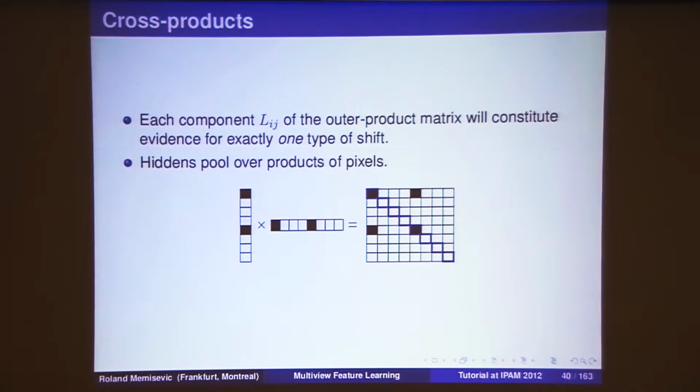And the non-shift would be represented along the diagonal of this outer product matrix. Only if a pixel that's on here is on here at the same position, then you're going to see a 1 here in this outer product. And so again, you can pool over all these blue ones here, and you will get a hidden unit that's able to get a stable estimate of what the transformation was.